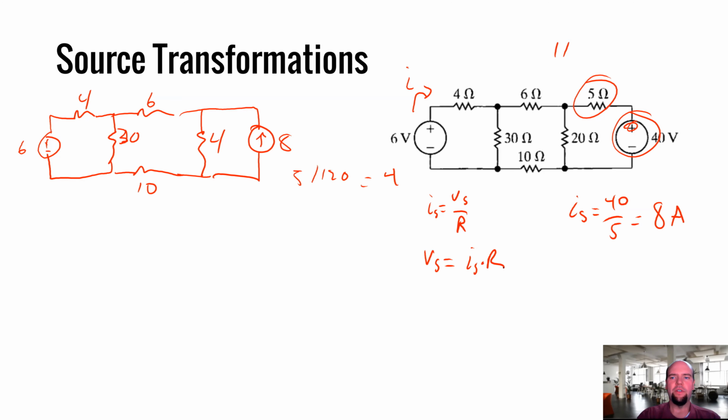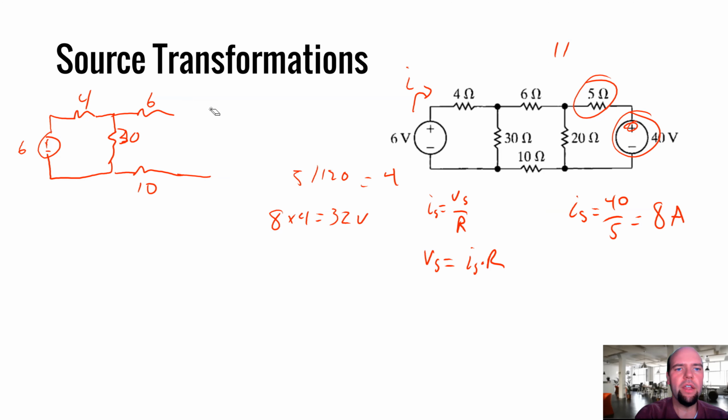So to find the current supply equivalent, you take the voltage supply divided by the resistance it's in series with. To find the voltage supply equivalent, you take the current supply multiplied by the resistor it's in parallel with. So in this case, 8 times 4 equals 32 volts. So we can replace this 8 amp in parallel with a 4 with a 32 volt in series with a 4.